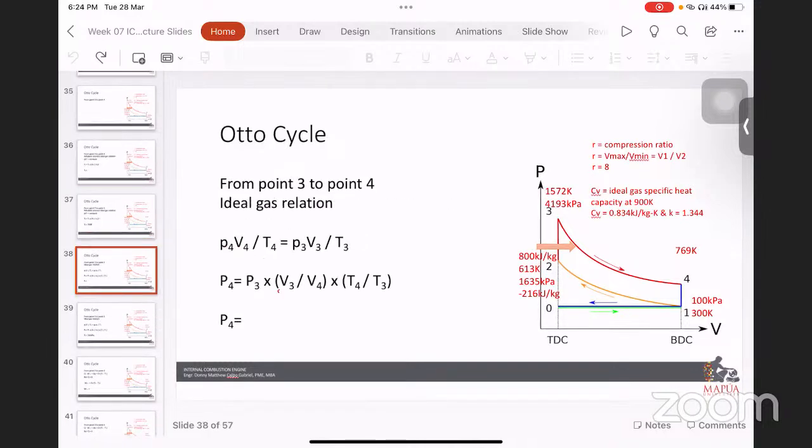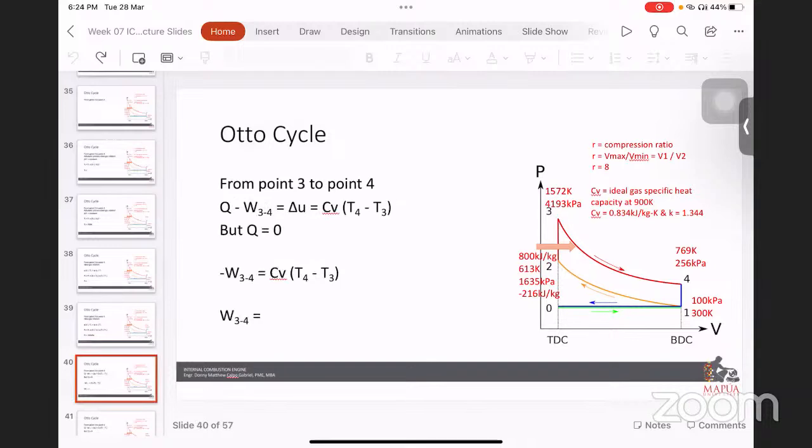Next, from your PV is equal to MRT, ideal gas law again. Meron ka ng P3, wala ka pang P4. Meron ka ng T3, meron ka ng T4. Yung ratio ng V3 tsaka V4 again is your compression ratio. So P4 can be calculated at 256 kilopascal.